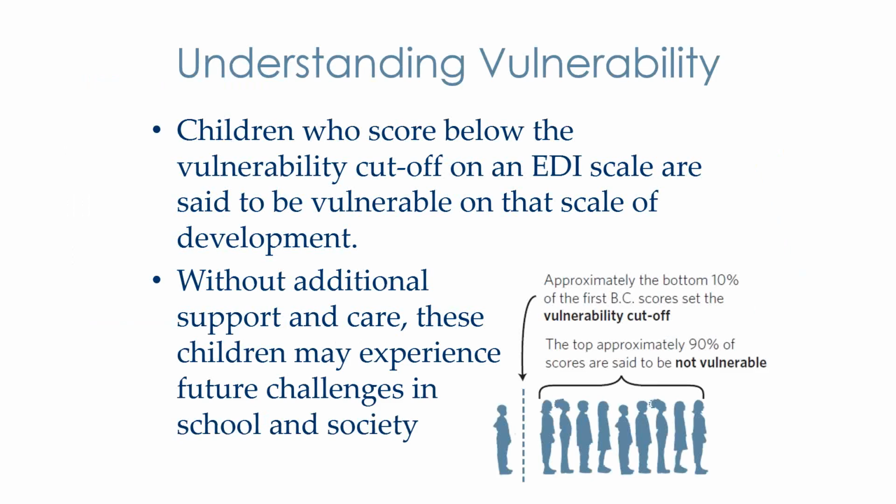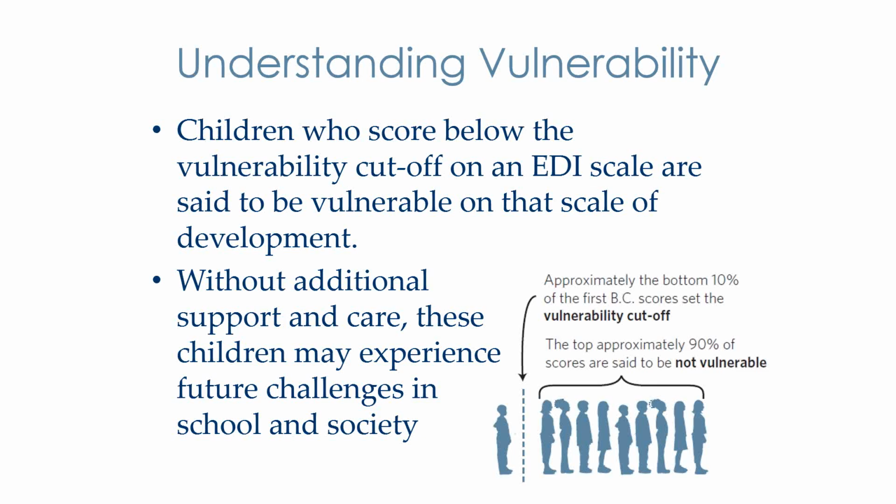What we normally report on when we report on the EDI is what we call vulnerability. If children score below the vulnerability cutoff on any of the 5 EDI scales, they're said to be vulnerable on that scale of development. And if children are vulnerable on any scale, then they also are part of the overall vulnerability report. So when you see 32% of children are vulnerable in any one particular neighborhood or province, then you know that they're vulnerable on any scale.